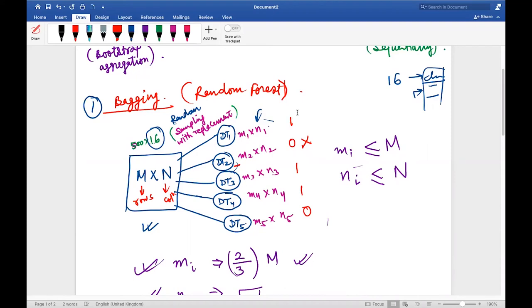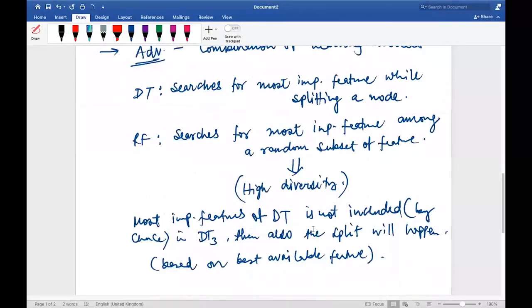Individual results will be counted, right? And based on the maximum votes, the result will be taken, right? Voting. Understood?